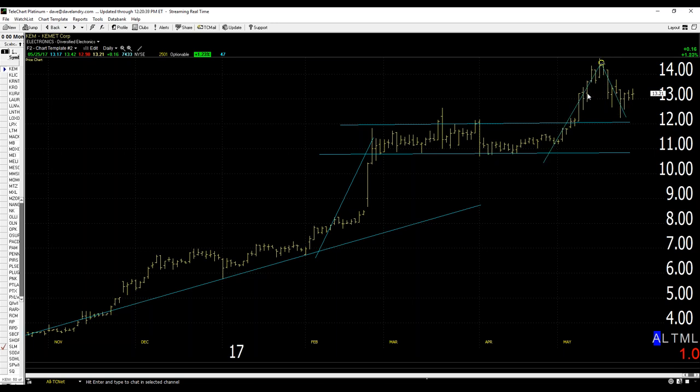What was that one we were talking about earlier? It came back into the base. I forget the symbol, but if you rewind the tape, you'll see where we talked about that. But this looks kind of cool. This is what you want to see in a setup in the semis.